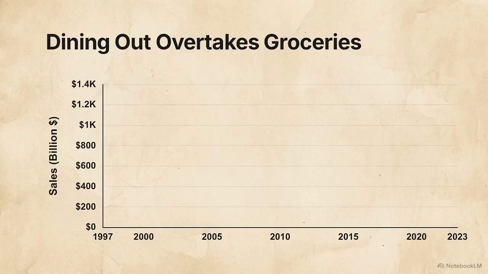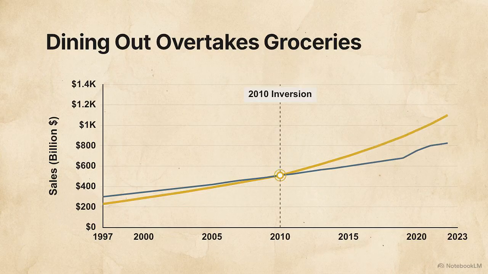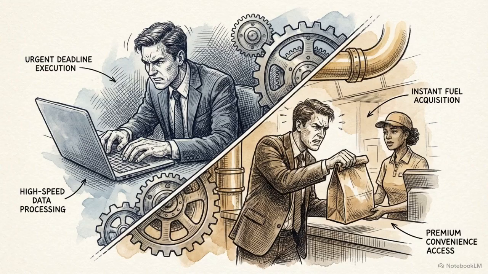This line chart tracks food spending since 1997. Spending on food at home plateaued, while food away from home steadily crept upward. Then, around 2010, the lines crossed. Food away from home permanently inverted the market, surpassing grocery spending for the first time. The drivers behind this data point are sociological. The rise of dual-career households and extreme time constraints forced a cultural shift that placed a massive premium on convenience.